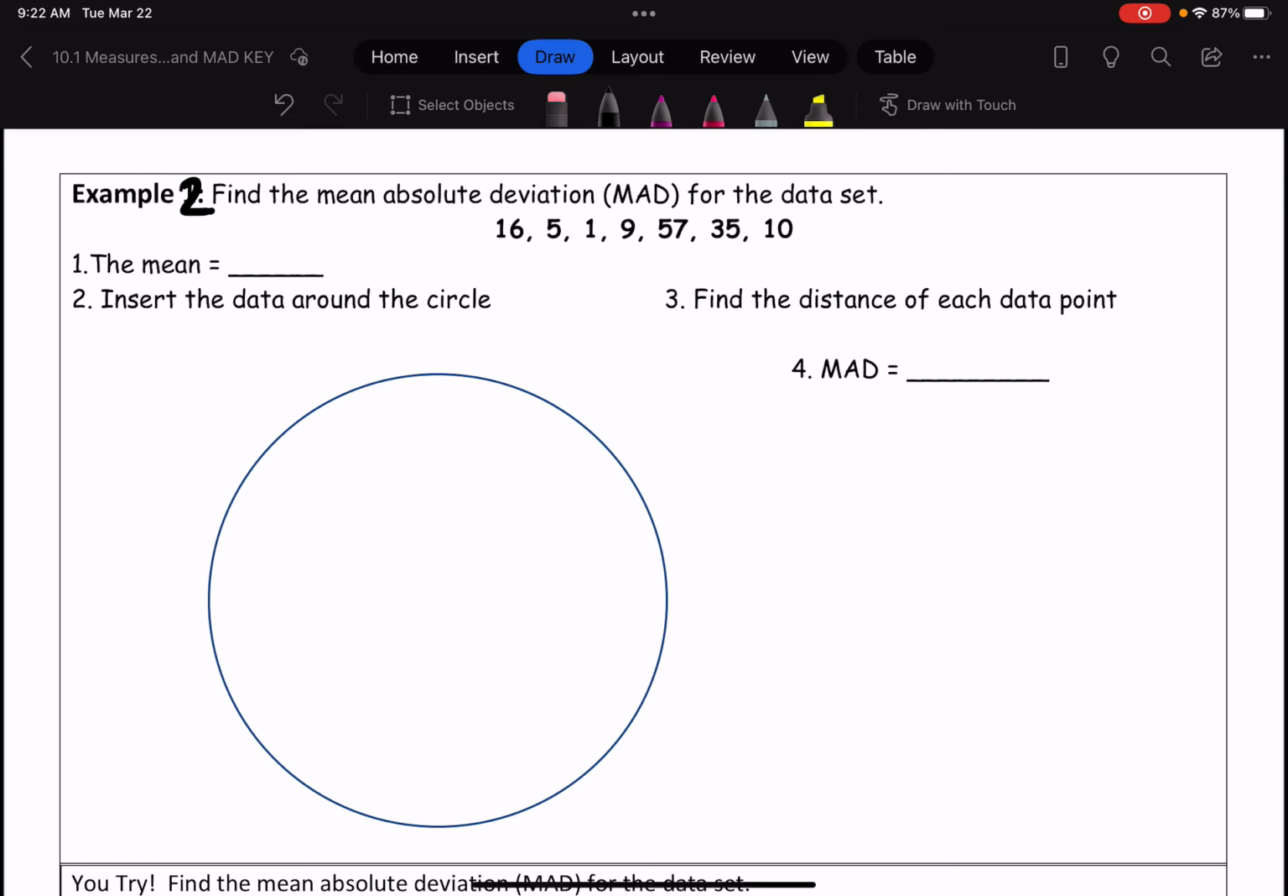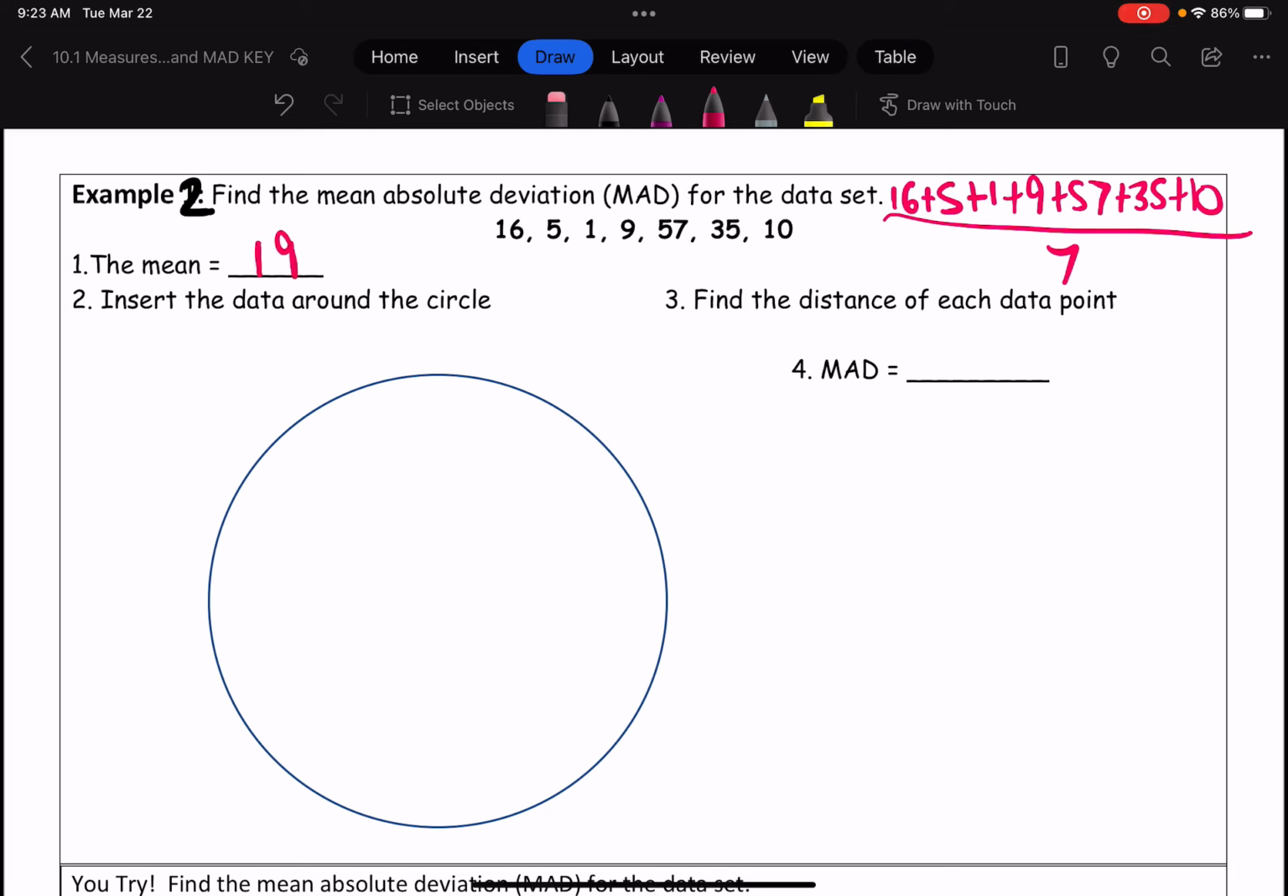So the first thing we need to do is find the mean of the data set. So I'm going to take 16 plus 5 plus 1 plus 9 plus 57 plus 35 plus 10. And there are 1, 2, 3, 4, 5, 6, 7 data points again. So when I find that sum in my calculator, I'm just going to divide it by 7. Or you could use your numerator over denominator button and complete that all in one step in your calculator. And I get a mean of 19.